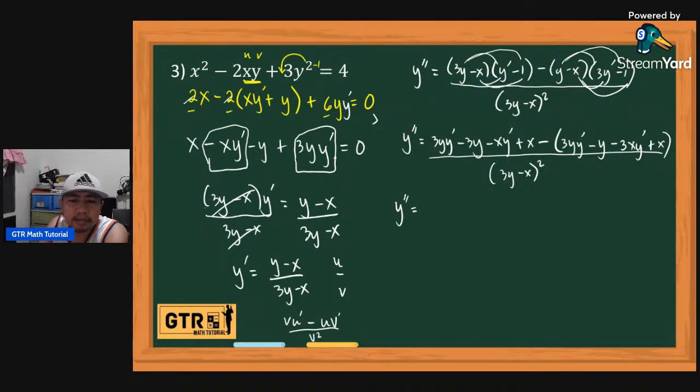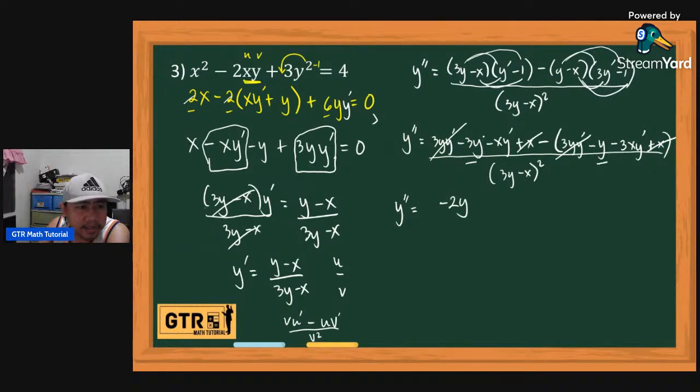So we can cancel out 3y y prime and minus 3y y prime. We have positive x and positive x, and we have a negative sign here, so we can cancel this positive x and then positive x because there is a negative sign outside. What's left is negative 3y, and then negative y here. But this negative y will become positive because of the negative sign outside. So negative of negative y is positive y. Then negative 3y plus y is negative 2y.